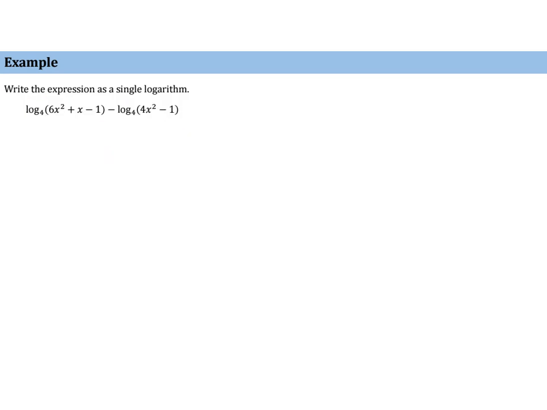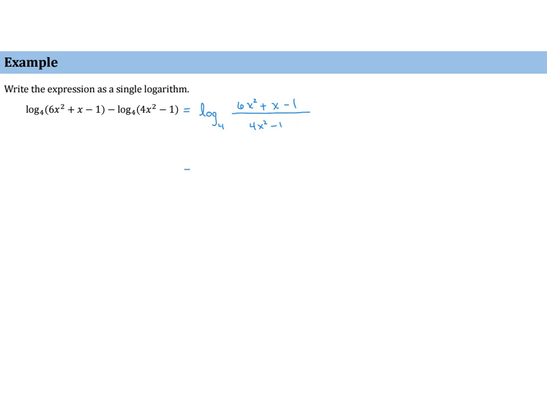Now let's look at another example. Here we are subtracting two logarithms that have the same base. So we can rewrite that as a single logarithm. And in so doing, we are going to divide the arguments. So we're taking log base 4 of 6x squared plus x minus 1 over 4x squared minus 1.